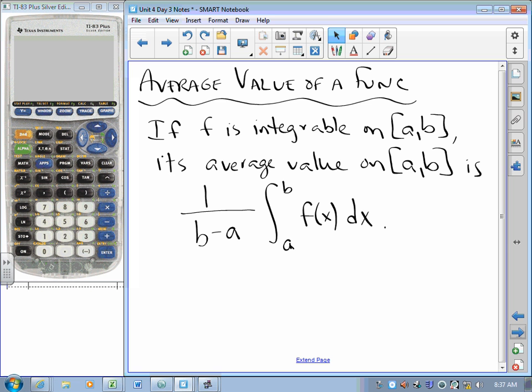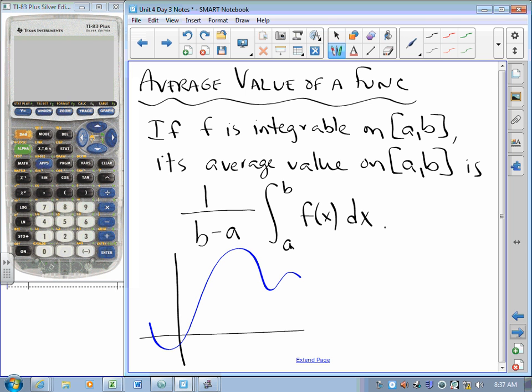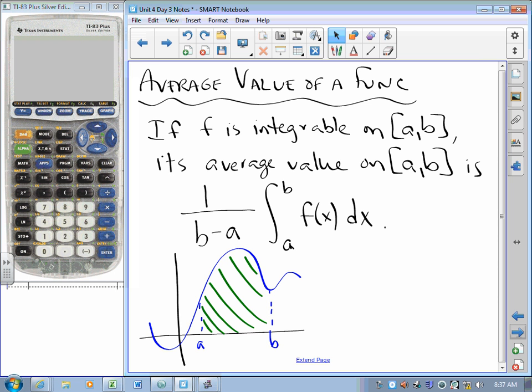This is one of those things that makes sense more in picture form. So I've got some function from a to b. I've got some integral from a to b, and the area is that leprechaun area right there. That's the integral from a to b of f of x dx.